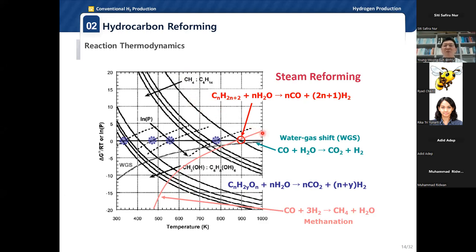So for steam reforming, we have to use very high temperature, which means it is very energy intensive. And also this reaction is endothermic. That means we need to use very high temperature to get higher conversion.